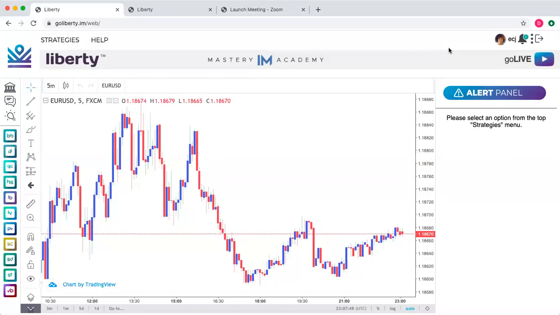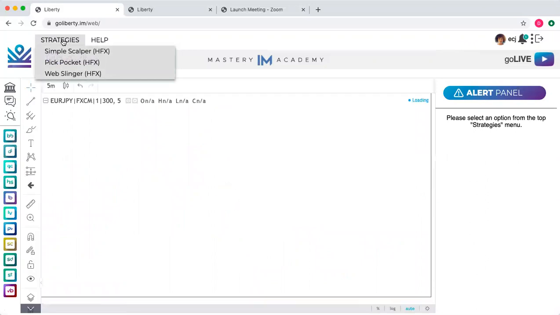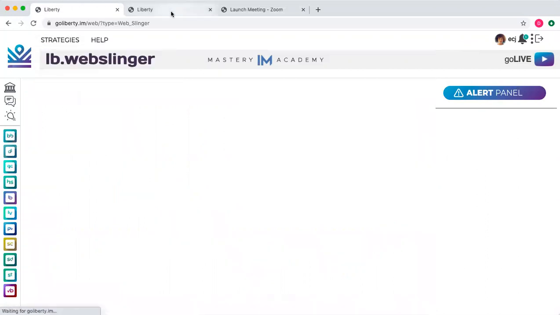So what you'll do is you'll log into Liberty. It'll look like this. It'll just be a candle chart. You'll go up to your left-hand corner, click on Strategies, and then you'll see the three strategies that are offered in Liberty. Simple Scalper, Pickpocket, Webslinger. We did two breakdowns on Simple Scalper and Pickpocket. Today we're going to do Webslinger.